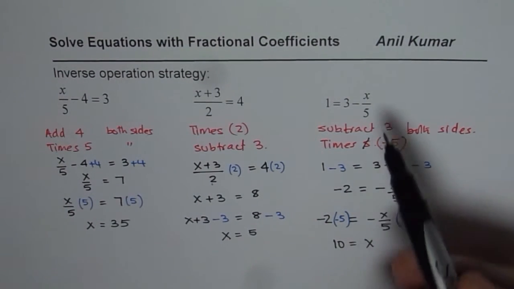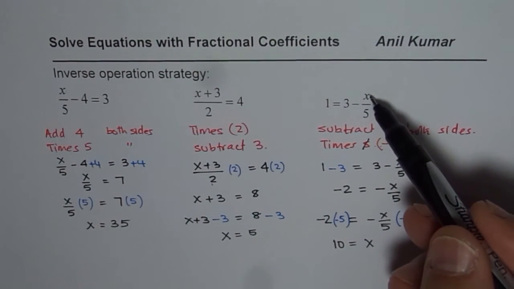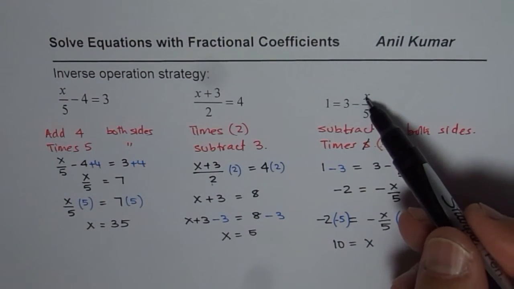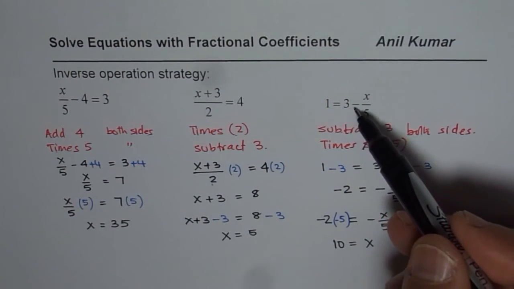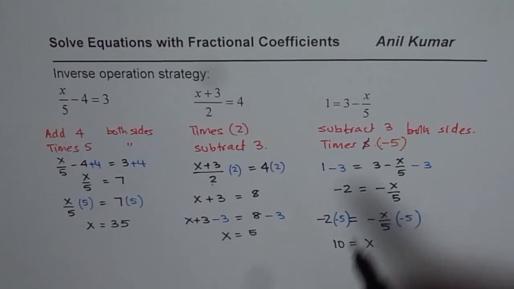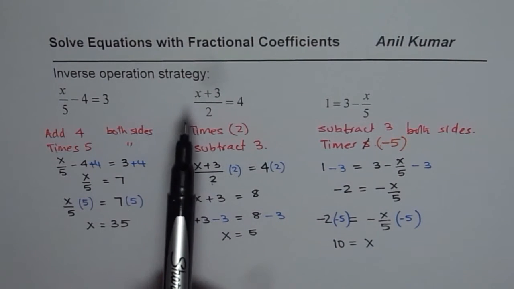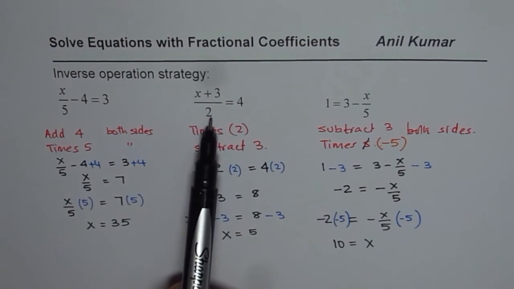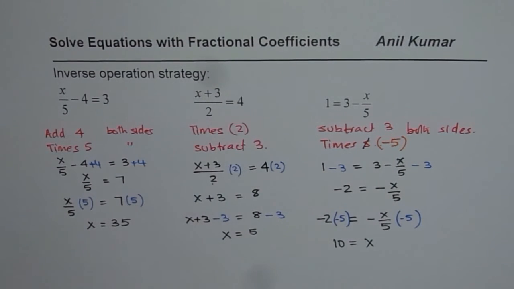So if I substitute x as 10 here, in that case 10 divided by 5 is how much? 2, right? 3 minus 2 is indeed 1. So you get 1 equals 1, right? For x equals 5, if I write 5 here, 5 plus 3 is 8. 8 divided by 2 is 4. So we have verified that that's the correct solution.